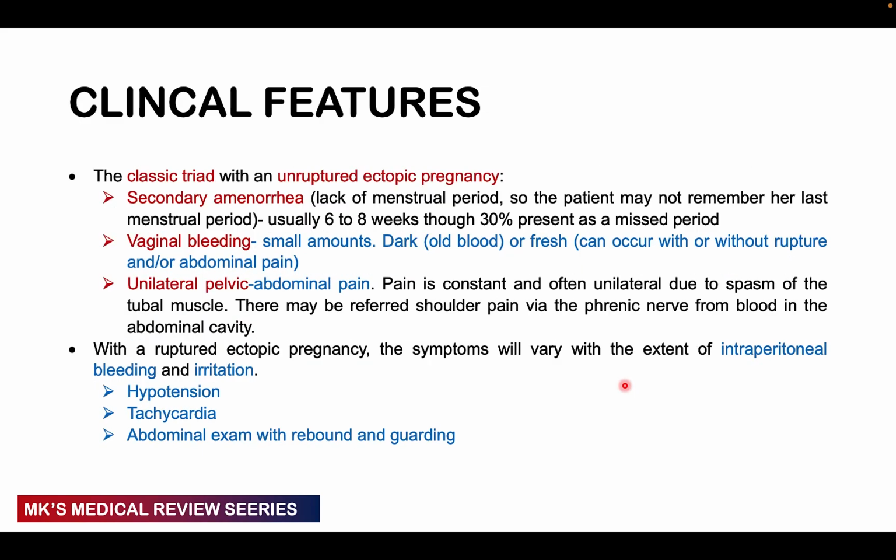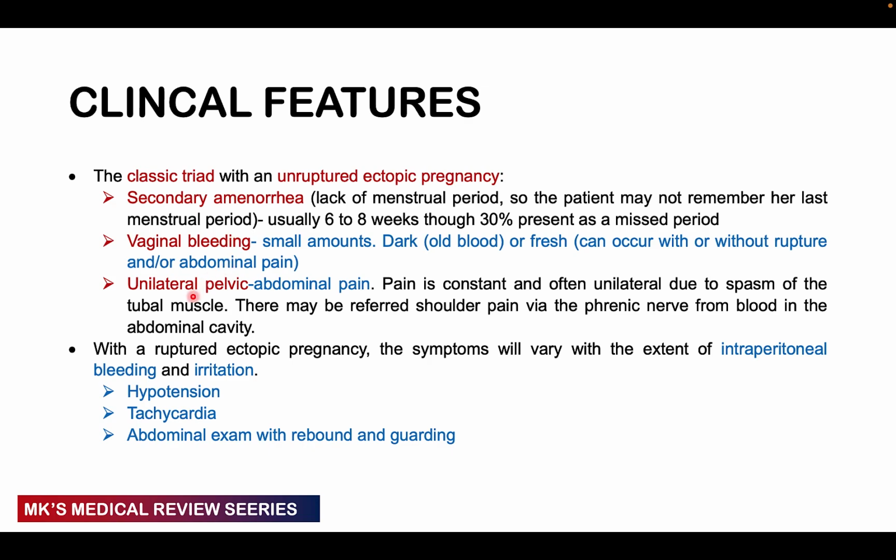The classic triad for an unruptured ectopic pregnancy includes a period of secondary amenorrhea. Remember, this is lack of menstrual periods, so the patient will not be able to remember their last menstrual period. Usually it's about 6 to 8 weeks, though in 30% they present as a missed period. The second thing is you have vaginal bleeding, which may be in small amounts. It may sometimes be dark, which is old blood, or fresh blood, which can occur with or without rupture of the ectopic pregnancy, or sometimes associated with abdominal pain.